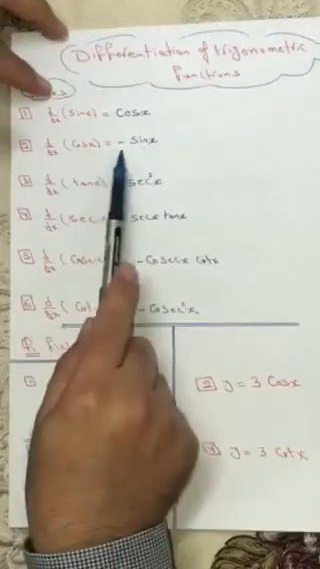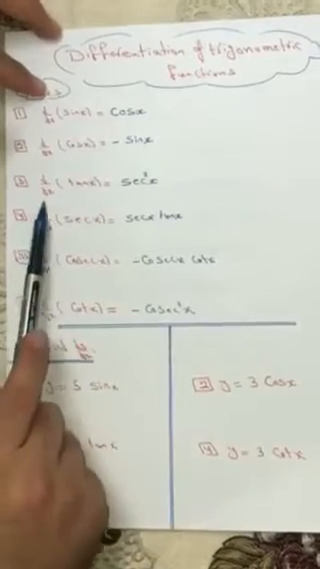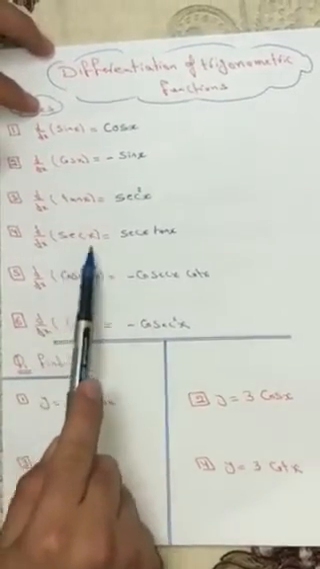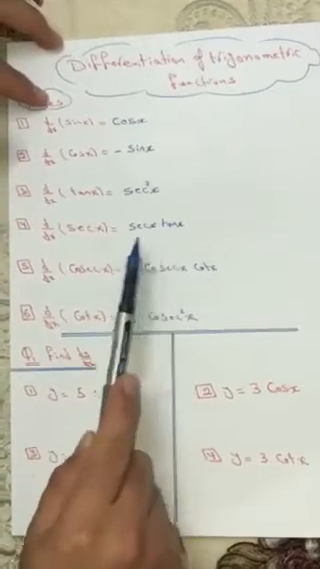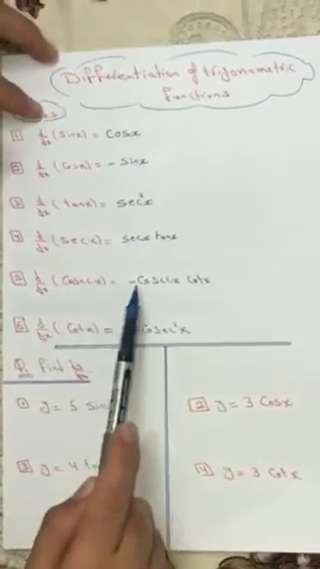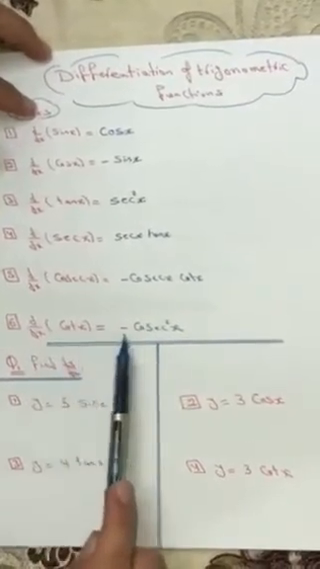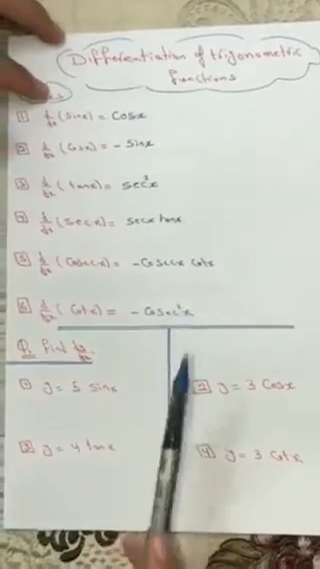Derivative of cos x is negative sine x. Derivative of tan x is sec squared x. Derivative of sec x is sec x tan x. Derivative of cosec x is negative cosec x cot x, and derivative of cot x is negative cosec squared x.